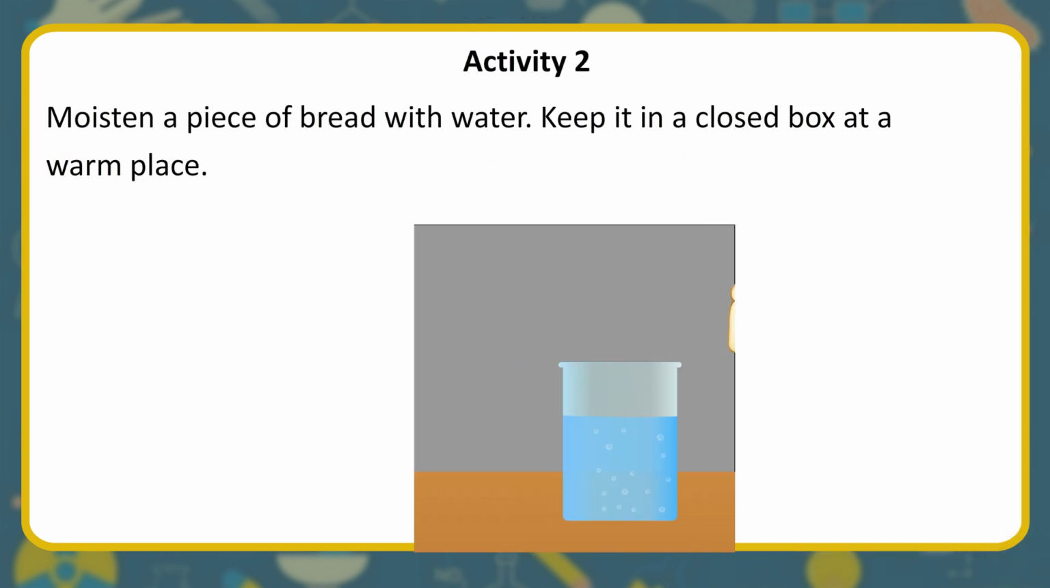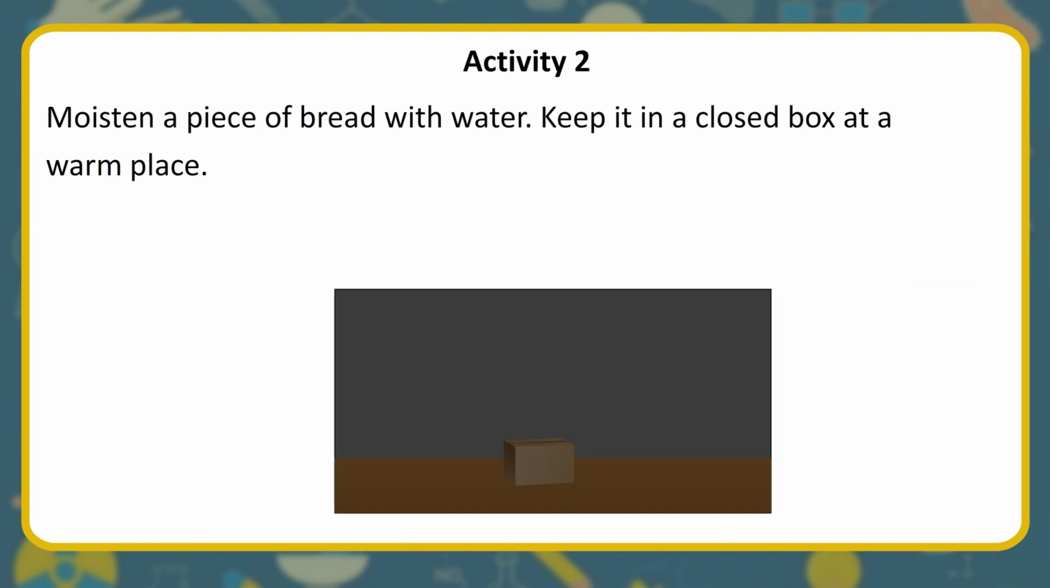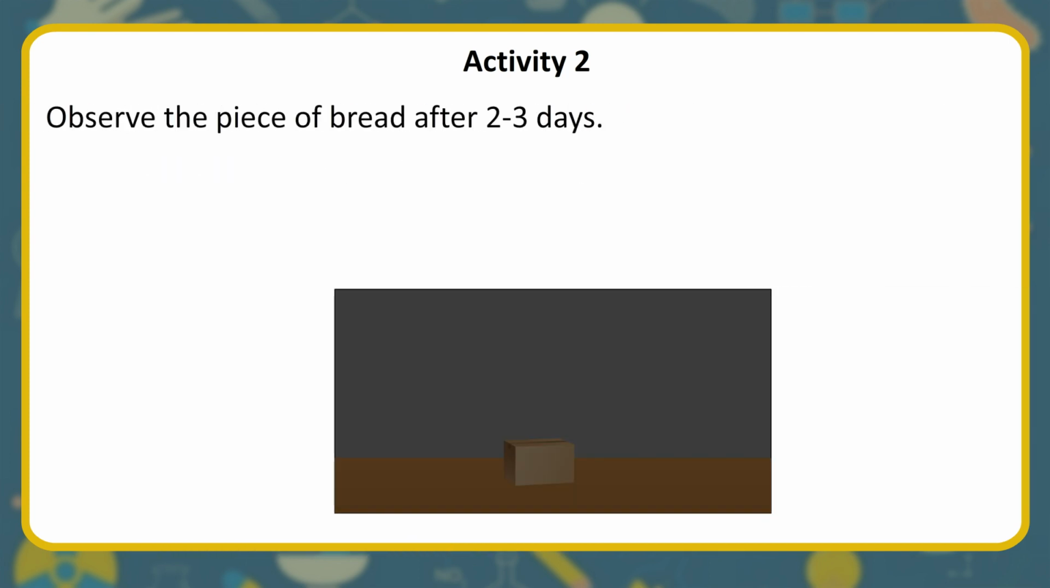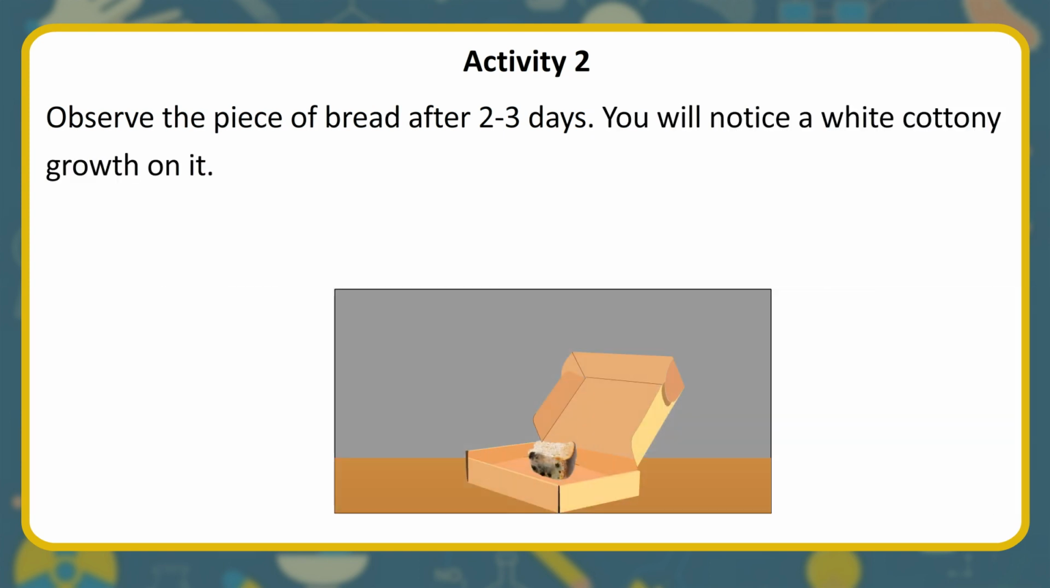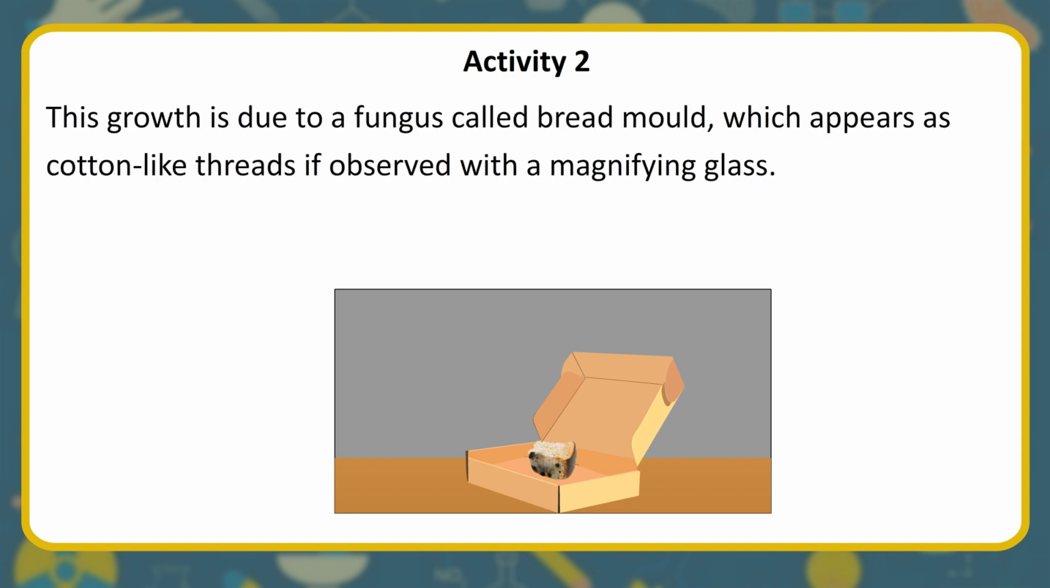Activity. Moisten a piece of bread with water. Keep it in a closed box at a warm place. Observe the piece of bread after 2-3 days. You will notice a white cottony growth on it. This growth is due to a fungus called bread mold, which appears as cotton-like threads if observed with a magnifying glass.